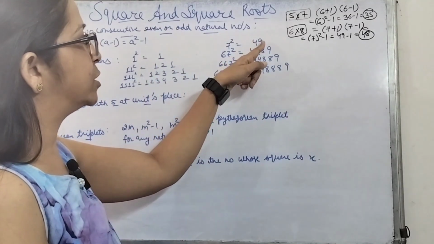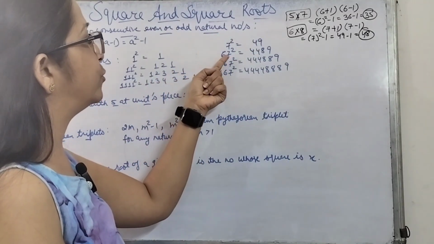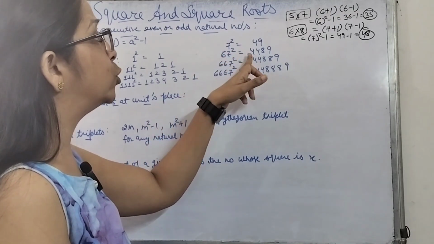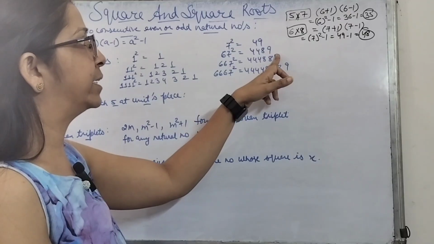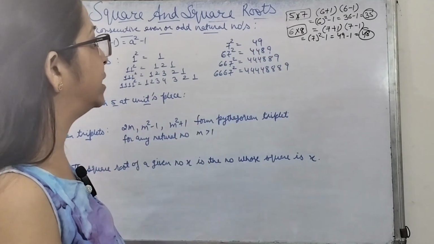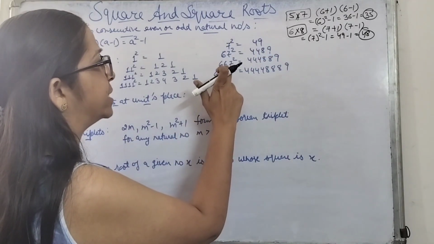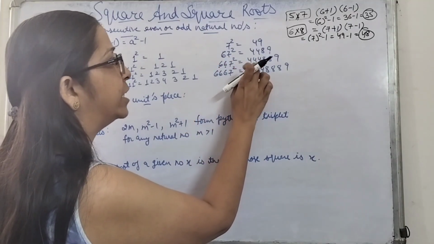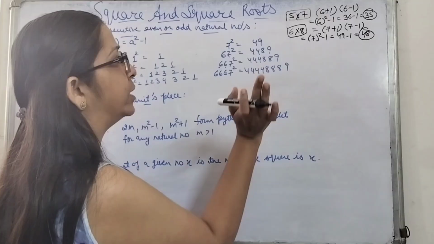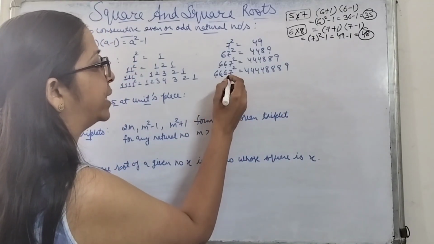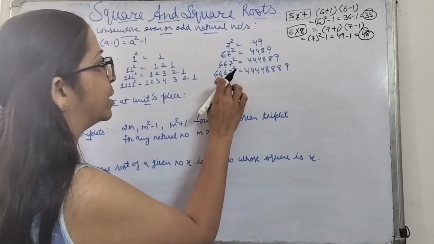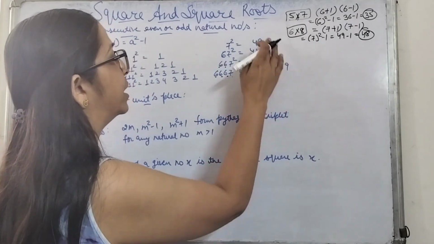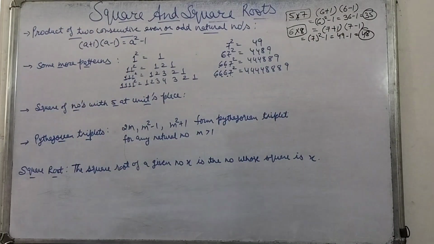Similarly, one more pattern is there. The square of 7 we know is 49. If it is the square of 67, then one 6 is coming, so we take two 4s, one 8 and 9. Now if it is 667 square, two 6s are coming, so we take three 4s, two 8s and one 9. If three 6s are coming and then 7 square, we take four 4s, three 8s and one 9. So this is the pattern.